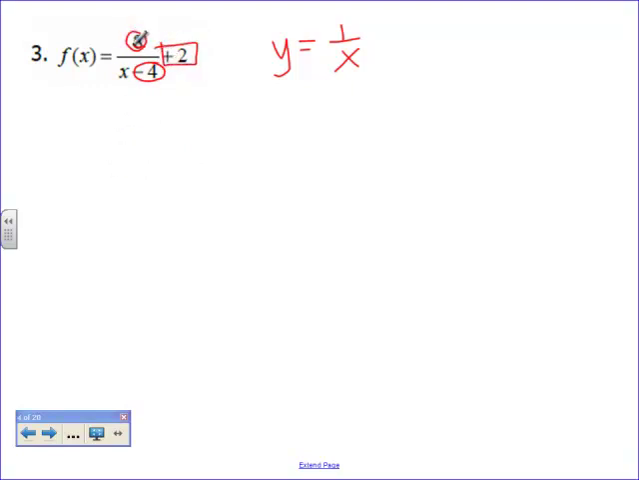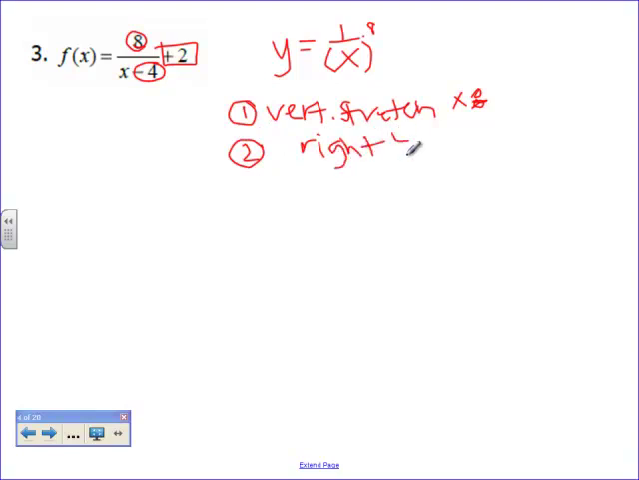The first thing I want to talk about is the 8 at the top. That will be a vertical stretch times 8. Think about multiplying that 1 on the top by an 8. The second thing that's happening is the minus 4 that's technically in that party with the x in the denominator. Since it's in the party, everything is opposite. That's going to move the function right 4. And the plus 2 at the very end is going to move the function up 2. So we've got 3 different steps.